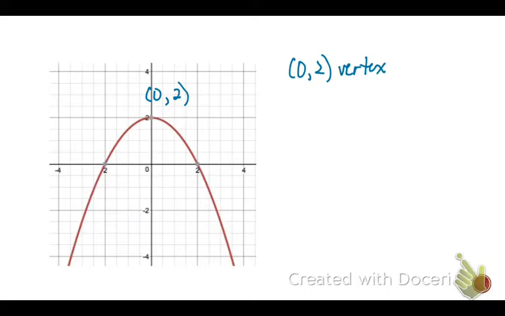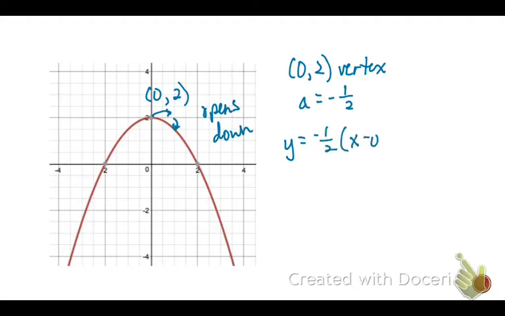So now I'm going to identify my a value. So how many do I need to step over and then how many down to get to the curve? So if I step over 1, I only step down a half. So that means my a value is 1/2. I also notice this parabola opens down. So that means my a value is negative. So my equation will be y equals negative 1/2 times (x minus 0)^2 plus 2.